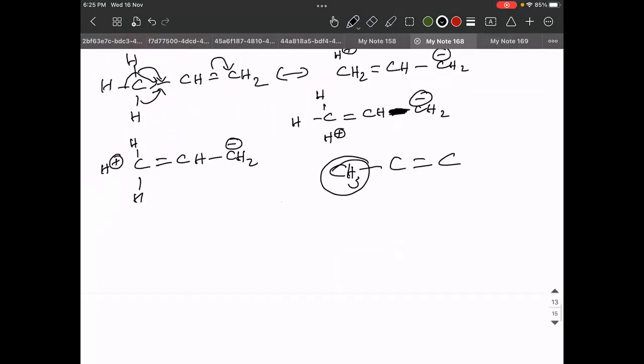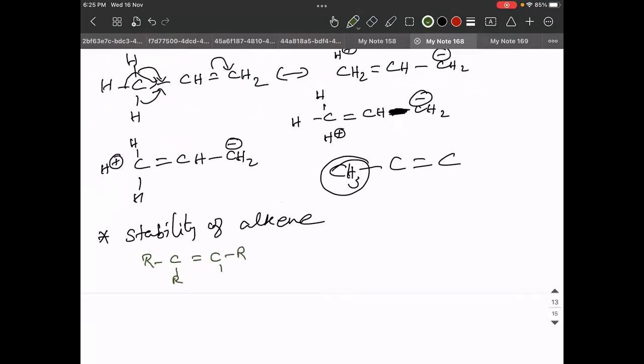So through hyperconjugation, the stability of the alkene we can explain. In case you are having alkenes like this: R C R double bond C R R, or R C H double bond C H, or R C R double bond C H2, or C double bond CH2.